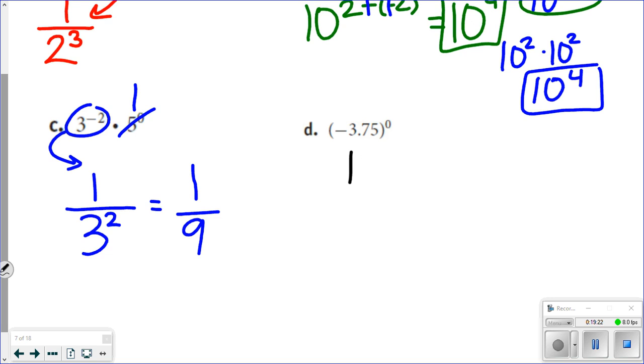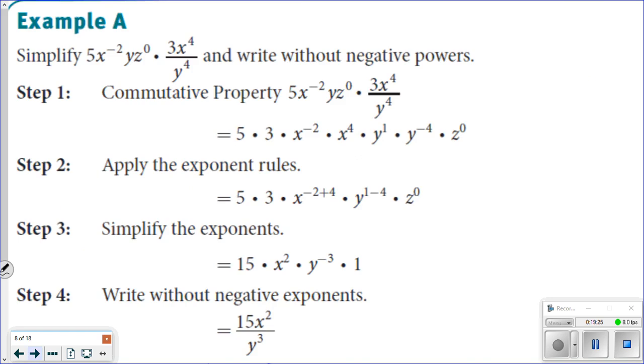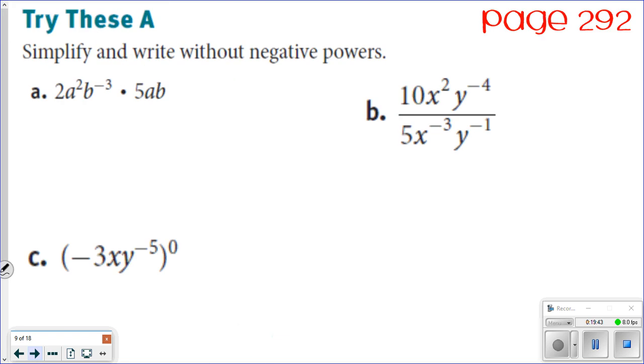All right. Let's walk through example A. No, let's not go through this example, because the book does it kind of funny and it's already worked out for you. Let's go to the bottom of this same page, 292, and let's do the try these A. You have 3 of them, A, B, C. So go ahead and pause the video, and I want you to try to do these questions.